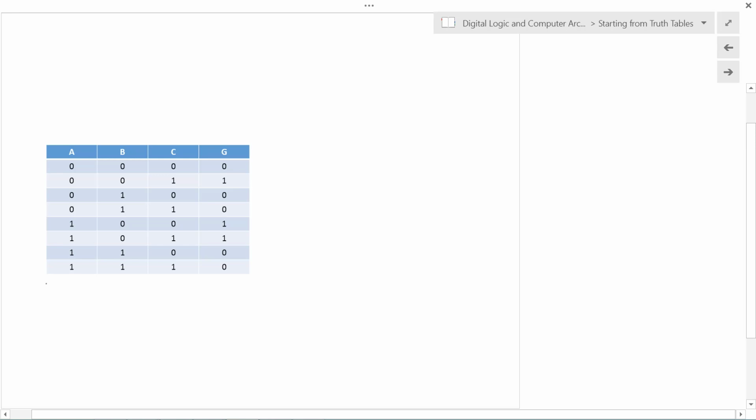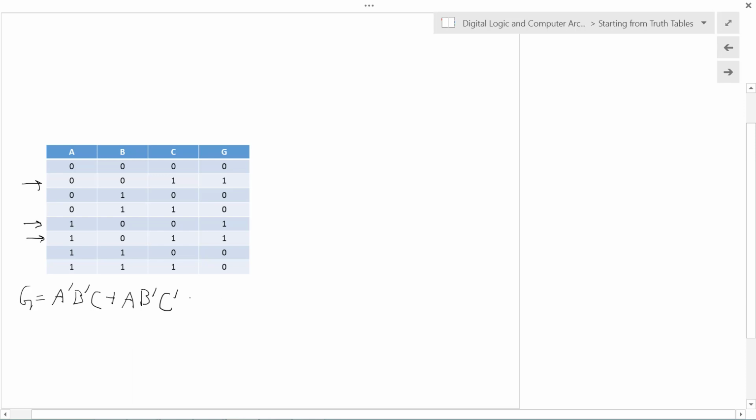Let's use this as our second example here. So we have 3 terms where G is equal to 1. So G equals, for this term, equals 1, where for this term A is equal to 0, so A inverted, and B is equal to 0, so B is inverted, and C equals 1, so C is not inverted. For this term here, A must be equal to 1, and B must be equal to 0, so we invert the B, and C must be equal to 0, so we invert the C.